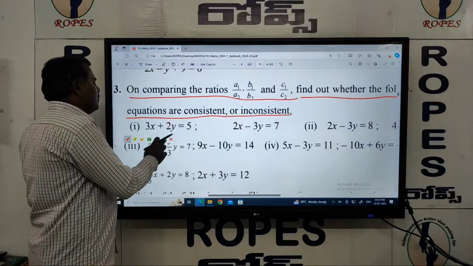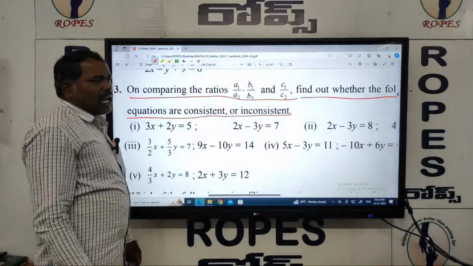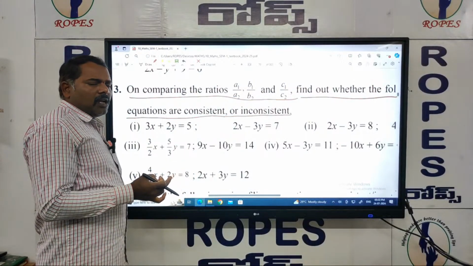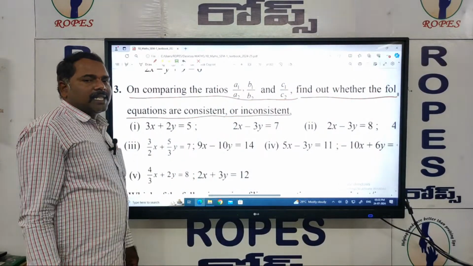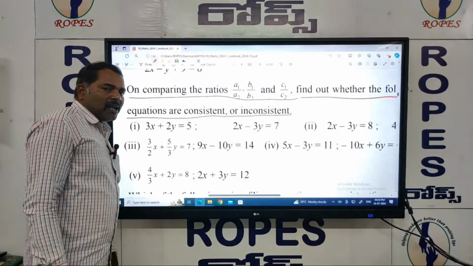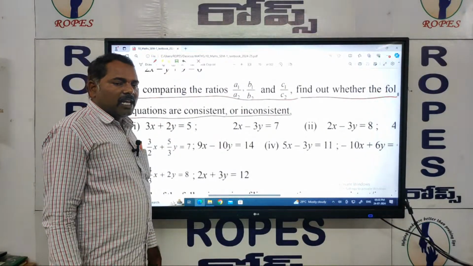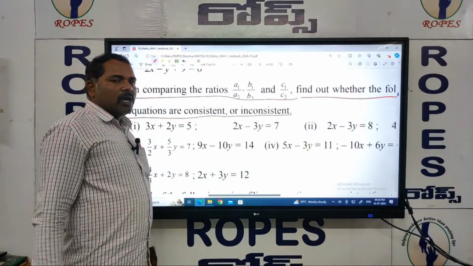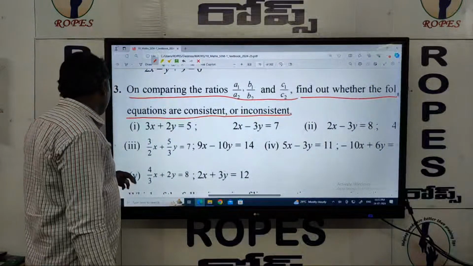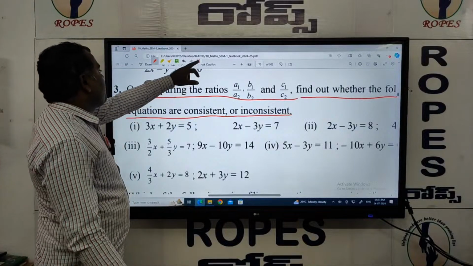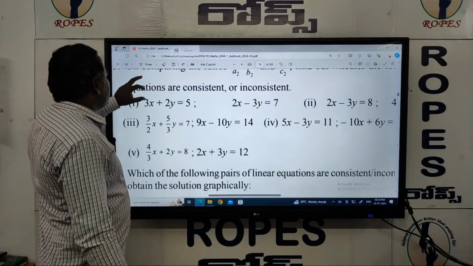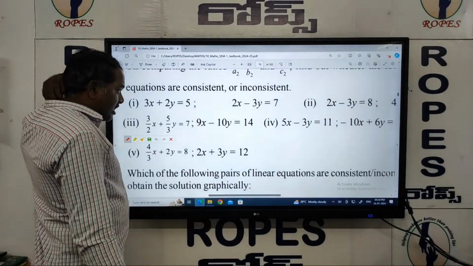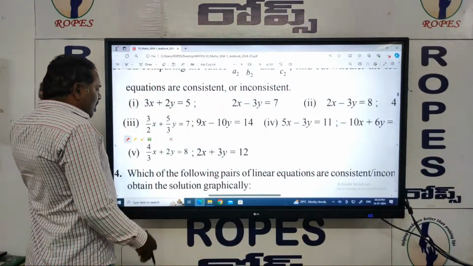In this table, if the lines are intersecting lines or coincident lines, then the lines are consistent. If the lines are parallel lines, they are inconsistent lines. And the relation between the coefficients also we observed clearly. Now we'll see here. By using these equations, we have to decide whether the lines are consistent or inconsistent.